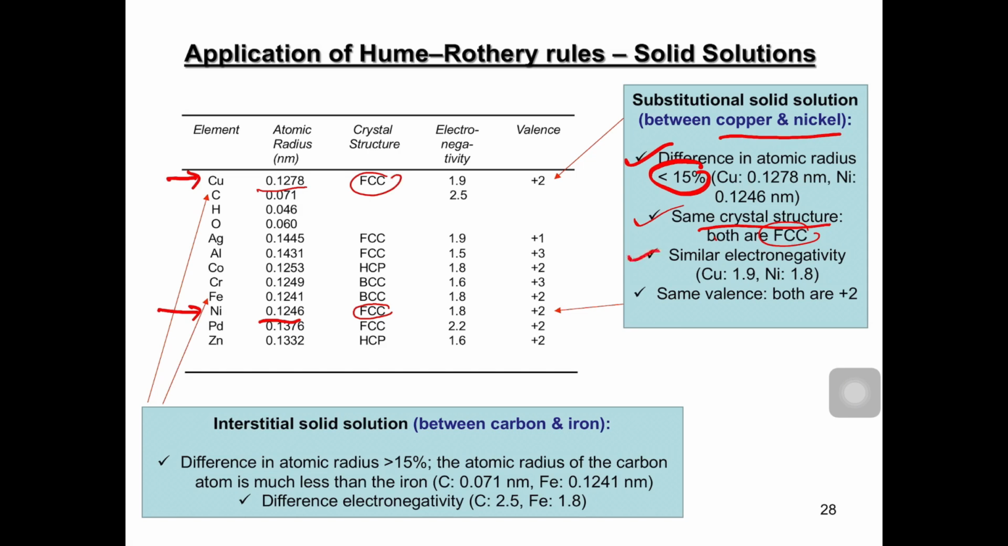Okay. The third one is a similar electronegativity. We can see for the copper is 1.9 and the nickel 1.8. It's okay if they have a difference of one, but it cannot be 5, 4, 3. If the difference is only one, no problem, we can accept it.